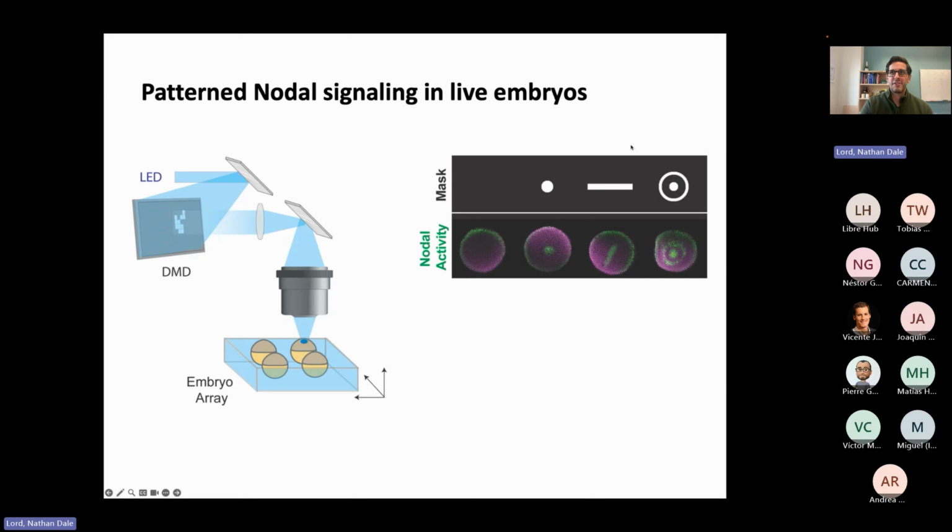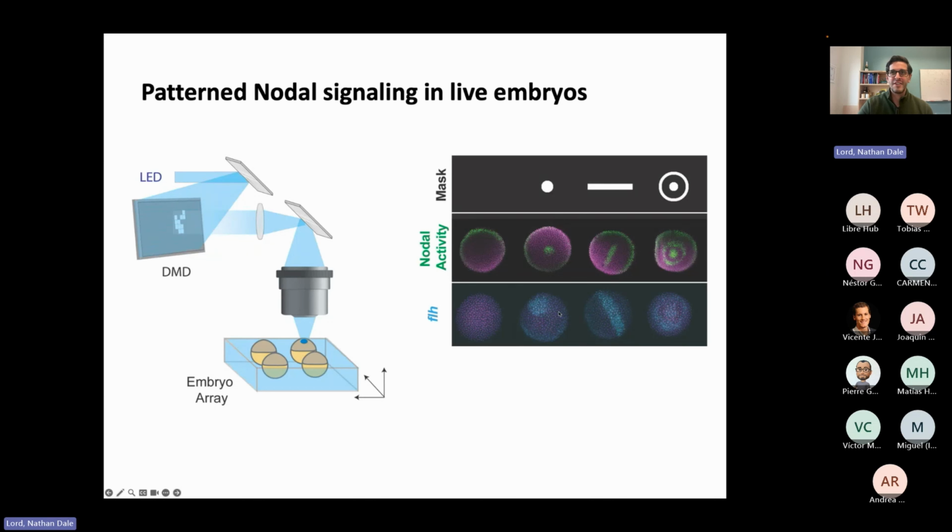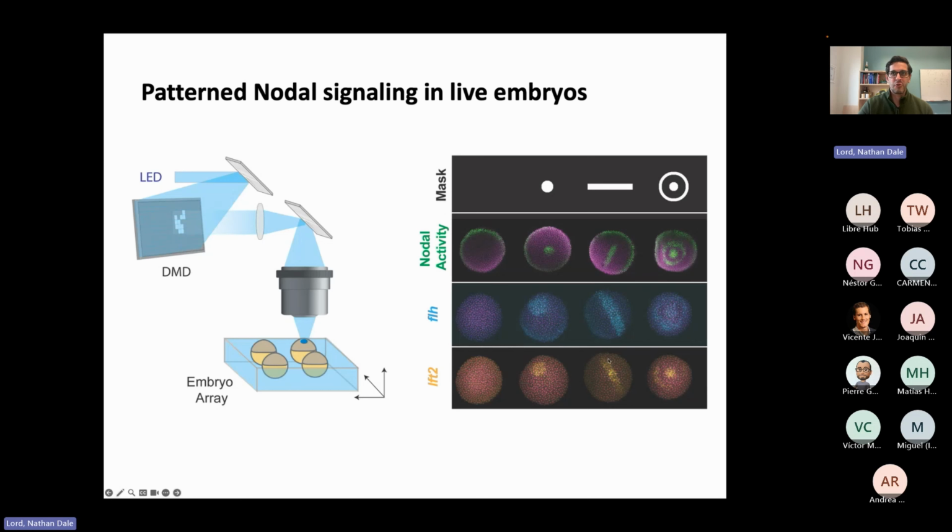If you leave that signaling on a little bit longer, you can also get expression of target genes. This is a mesodermal fate gene. We can get the spot or the stripe or the bullseye. And then we can also get expression of genes in the nodal regulatory pathway. This is one of those nodal antagonist genes, lefty 2. So you can get the stripe and the spot and the bullseye. Now we're in a position where we really can point at an embryo and project whatever kind of nodal signaling pattern onto it that we would like.